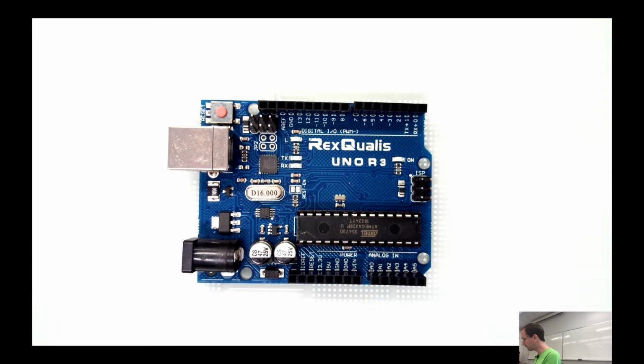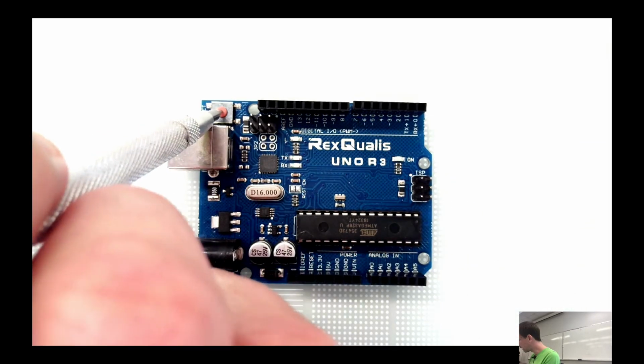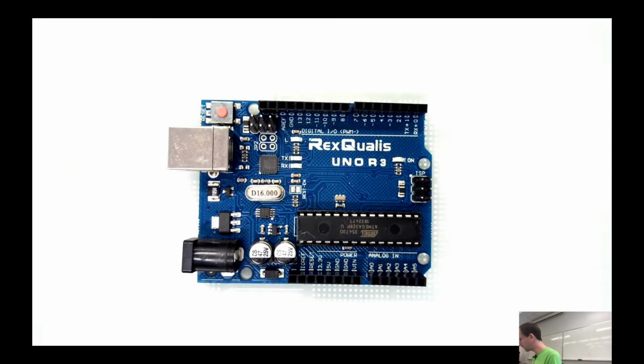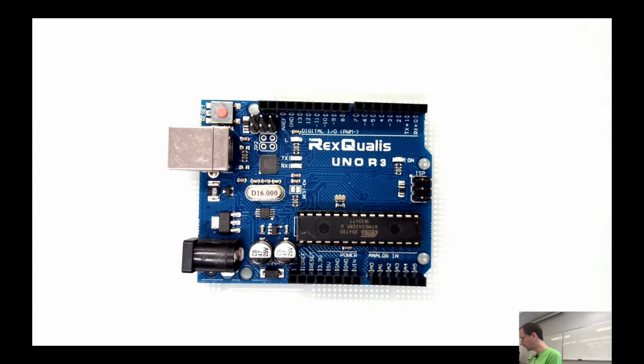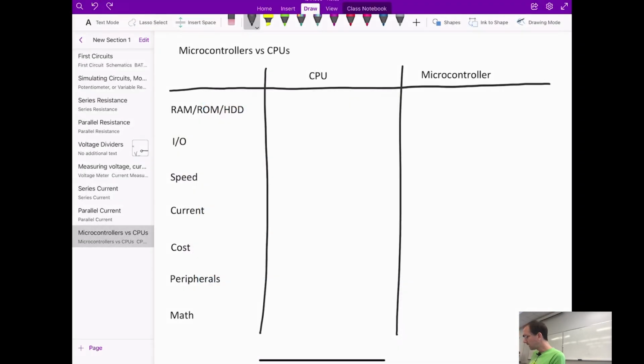Everything else is either some resistors or capacitors or other glue logic to just get the thing up and running and for us to play with it. And it also has this handy dandy reset button, so that if your program freezes or for whatever reason you need to reset it to the start of the program, that's where it is right there. So let's talk about the difference between a microcontroller and a CPU, because they're quite a bit different.